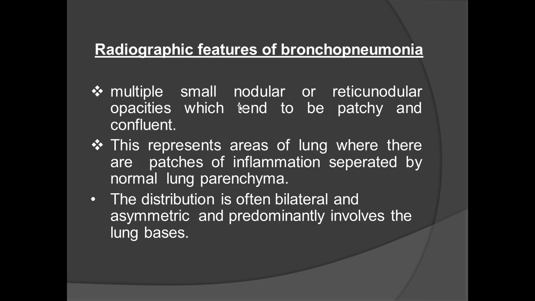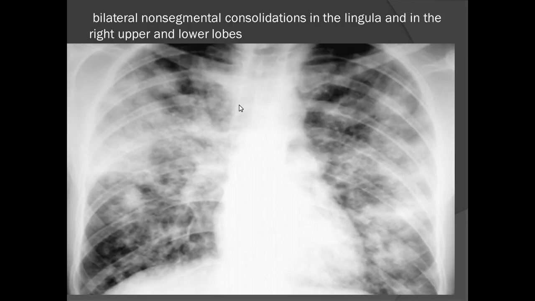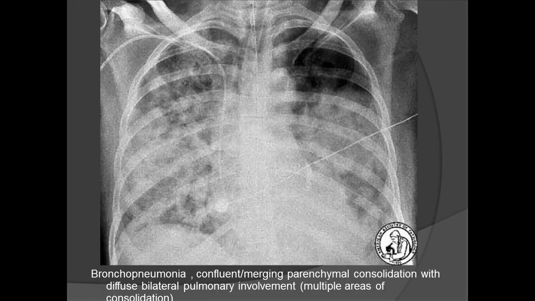Multiple small nodular and reticulonodular opacities which tend to be patchy and confluent. These represent areas of lung where there are patches of inflammation separated by normal lung parenchyma. So this is a classic example of bilateral non-segmental consolidation in the lingula. This is the lingula and the right upper lobe, perihilar. You may see linear shadows, nodular shadows, multiple kinds of shadows. So this is not a lobar variety. This is bronchopneumonia, which is most commonly seen in viral and a few bacterial pathologies.